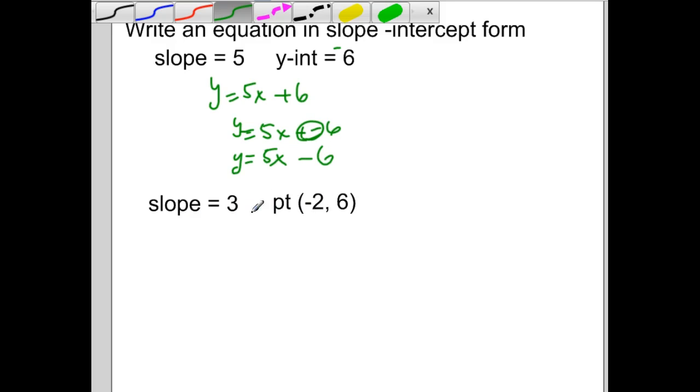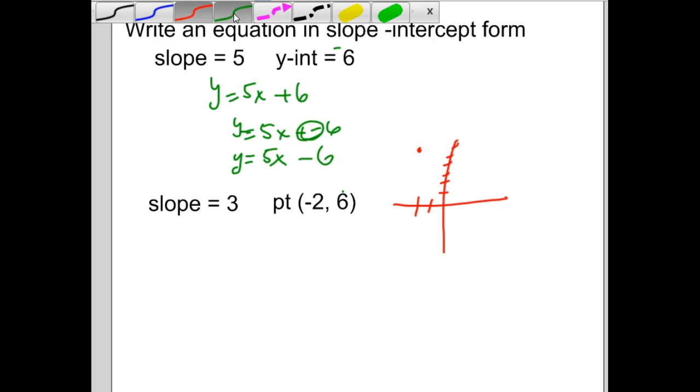This one is the tougher one. You don't know what the y-intercept is. It's not the y value of 6, it's the y-intercept. Where does it touch the y-axis? So if I draw a very quick, inaccurate picture: negative 2, 1, 2, 3, 4, 5, 6. Negative 2, 6 is this point right here.